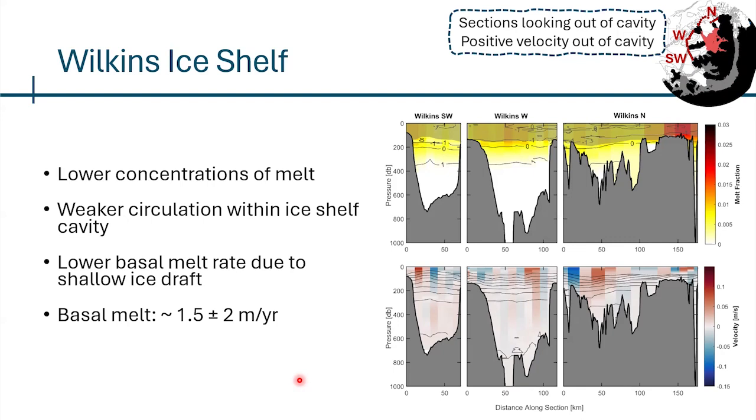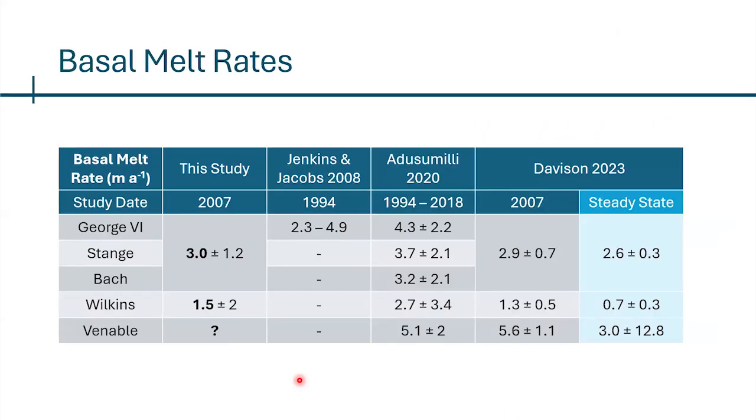And we find that there's a lower basal melt rate here, around 1.5 meters a year. This is because Wilkins is a shallower ice shelf. The ice base is probably around 100 meters, so it's mainly sat in that cold surface water, the winter water layer, and there's less heat available to drive melting.